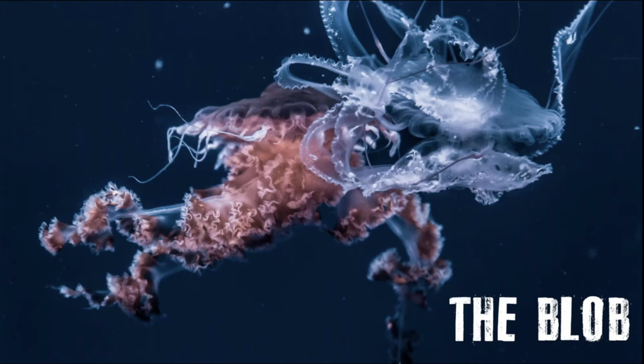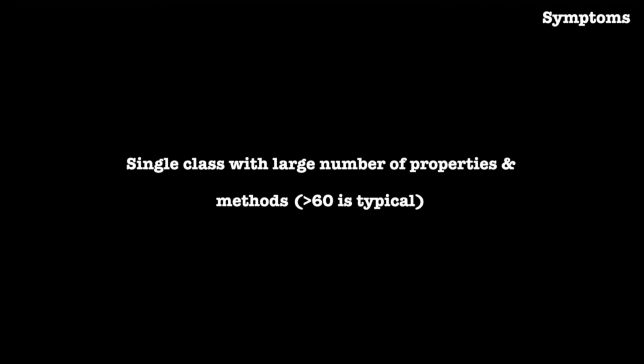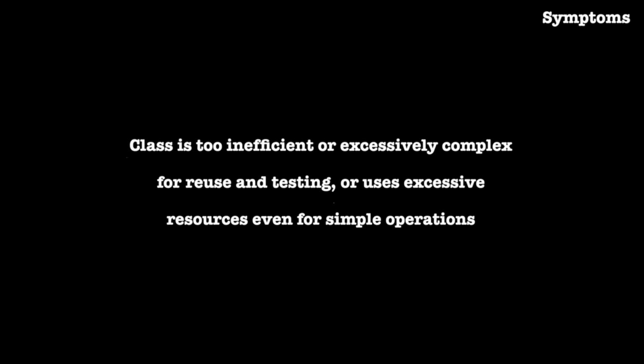Now the trouble with blobs is that they're usually a single class with a large number of properties and methods. More than 60 is typical. There'll be a single class encapsulating a disparate collection of properties and methods. So nothing really within a class is related to anything else, or maybe the class has got too many responsibilities, like visually too many responsibilities. You can see straight away it's trying to do too much stuff. The class might be inefficient or excessively complex. You can't reuse it, you can't test it. It's probably going to be some very point-to-point direct implementation of something. And it probably uses a lot of resources, even for doing really simple stuff.